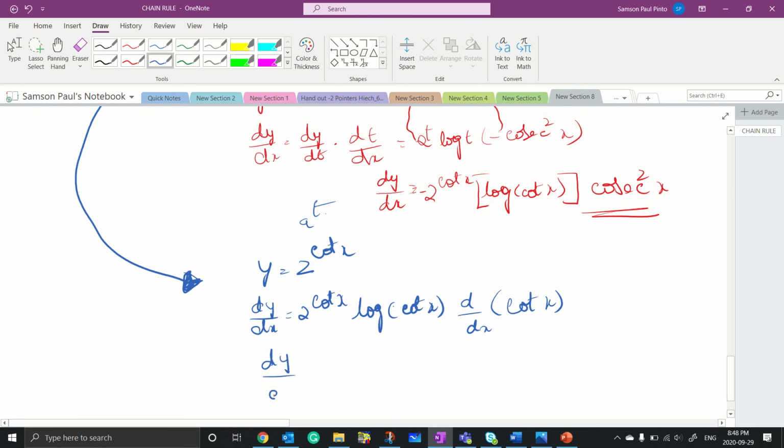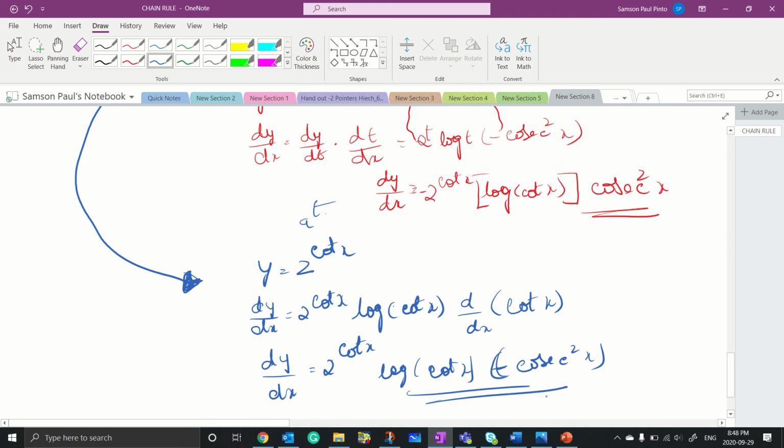So dy by dx is equal to 2 power cot x, log 2, into minus cosecant square x. This minus is inside the bracket, it's multiplication. This is how you solve, and it gives the same answer.